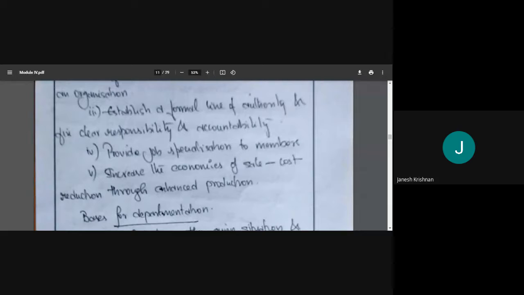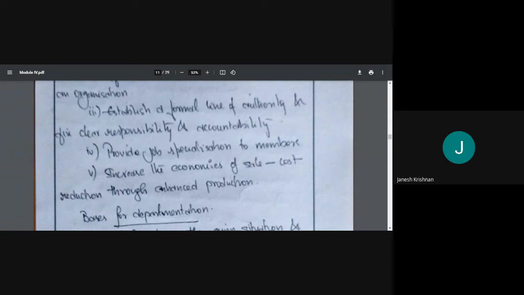They will teach the person the new software. Okay, we may send him for training. Okay, you go and learn the software stuff. Okay, so you can look into the design work like that. You can provide job specialization to members.